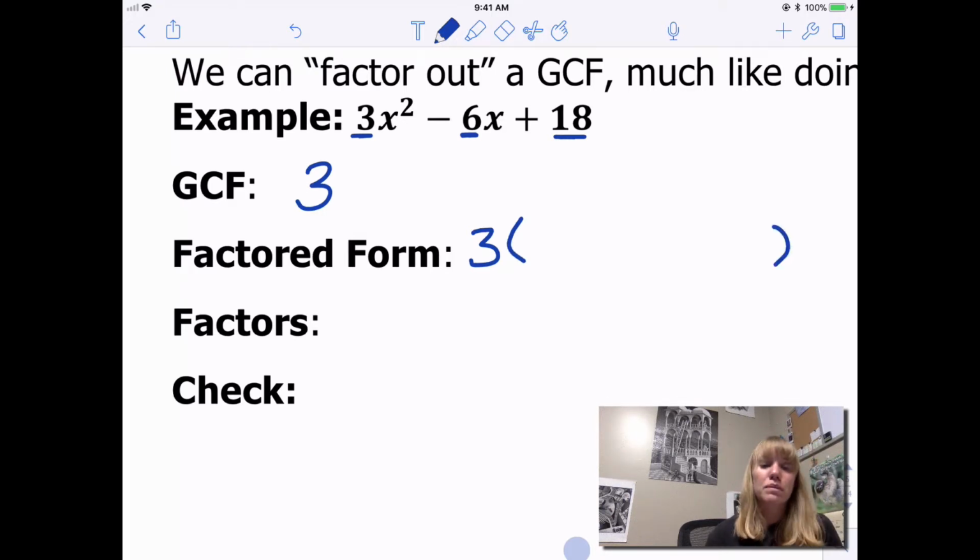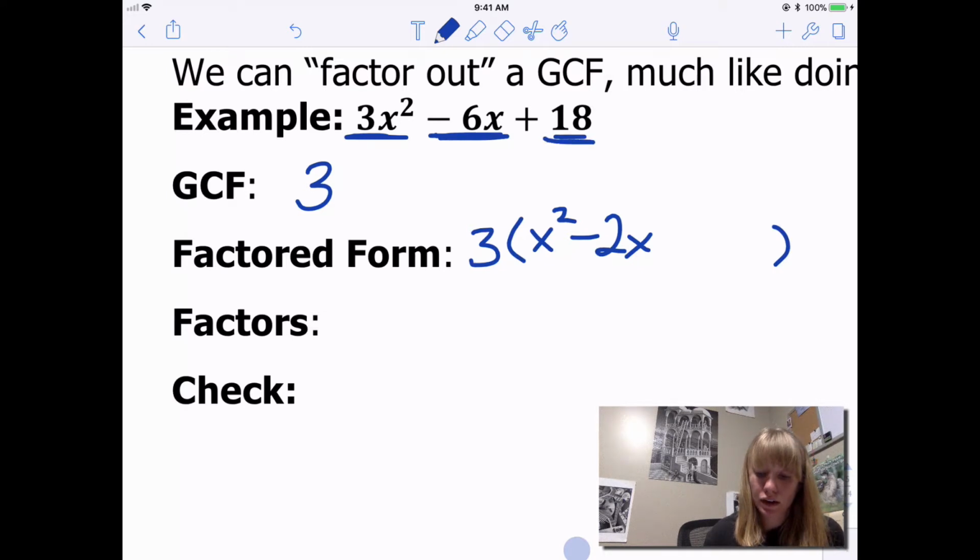And I'm going to do the distributive property in reverse, which is multiplying in reverse. So you can think about this as dividing, or you can think about it as the distributive property. So I say, what do I multiply 3 by to get 3x squared? And that answer is just x squared, because 3 times x squared is 3x squared. Then I look at the next term. What times 3 gives me negative 6x? Well, negative 2 times 3 gives me negative 6, and then I also need an x.